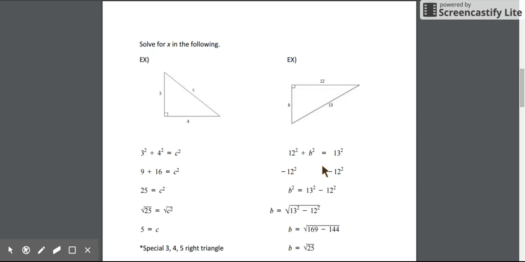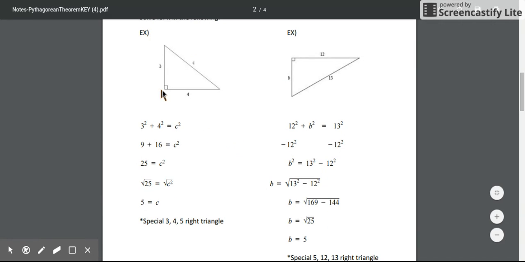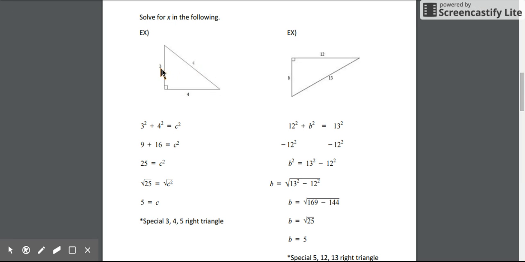Let's do some examples. So in this triangle, let's identify what pieces we have. We have a leg value here and a leg value here, and we're missing the hypotenuse. So I'm going to say my leg, or 3 squared, plus my other leg squared, or 4 squared, is equal to my hypotenuse squared. We could simplify first. 3 squared is 9, 4 squared is 16. I could add those together first, and then solve for c by square rooting both sides, undoing that square by square rooting. And so we get our value for c, or the length of the hypotenuse, is 5.